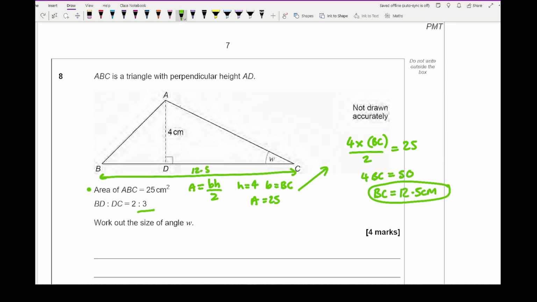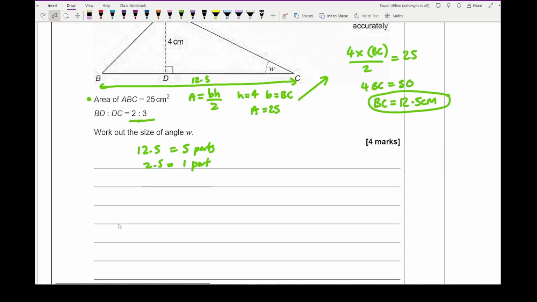Now using the ratio of 2 to 3, we do 12.5 equals 5 parts. So that means that 1 part is going to equal 2.5. So from this, we can then work out what BD is. BD is 2 parts, which is going to equal 5 centimetres, and DC is 3 parts. So that's going to be 3 times 2.5, which is 7.5 centimetres.